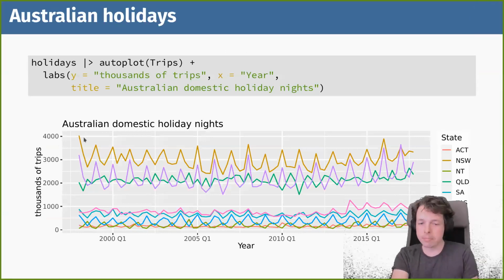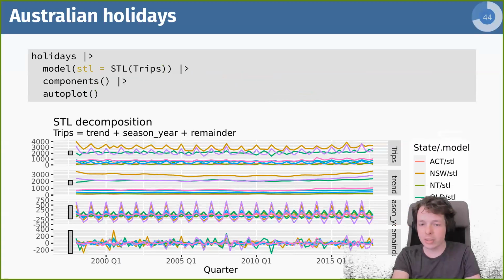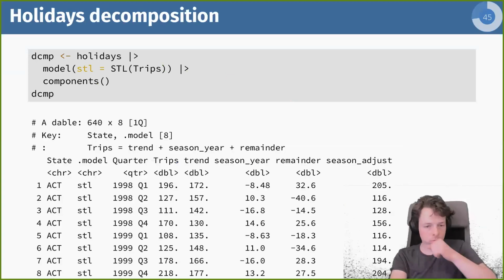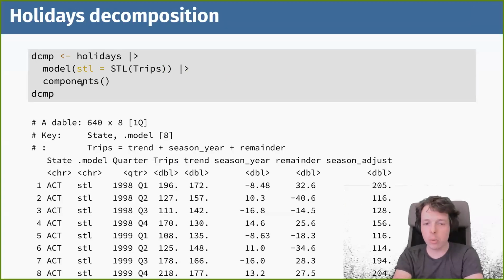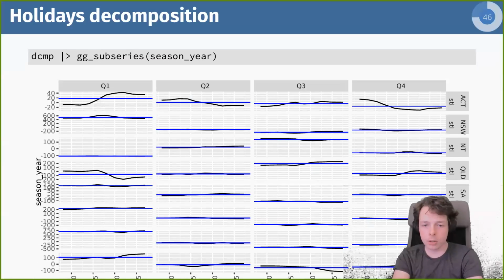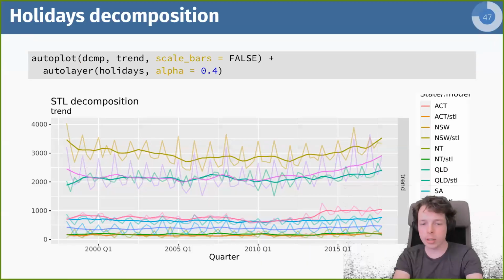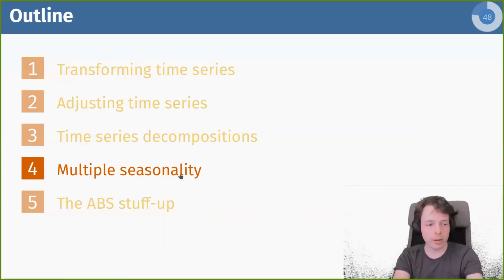Now, if you had multiple time series, like we've seen before, maybe holiday visitors to each of the states in Australia, you can do a decomposition on all of these time series at once. We'll see more of this tomorrow. You can then do sub-series plots on the seasonality. We've seen this already. You can do season plots. All sorts of stuff can be done with that.